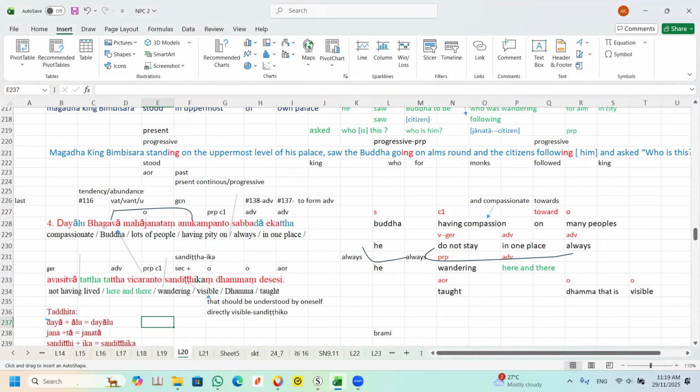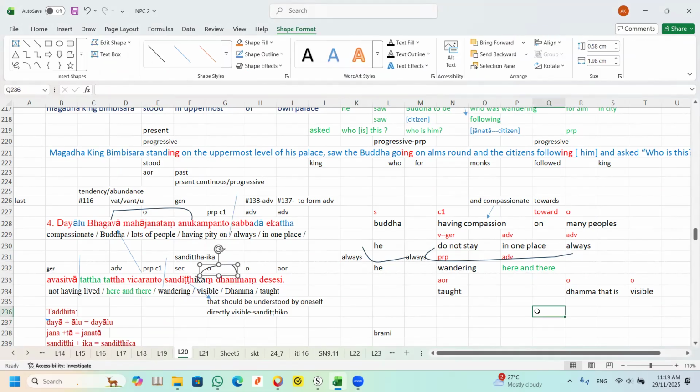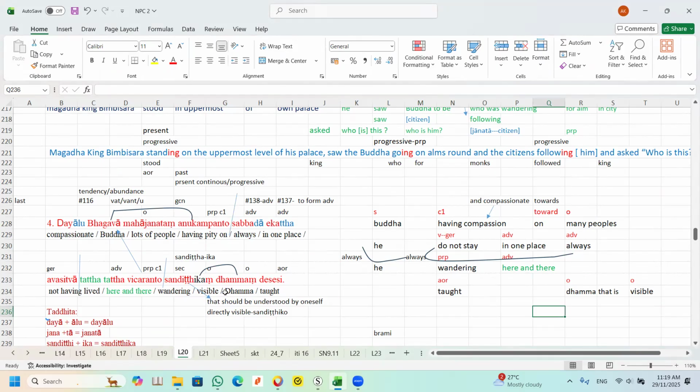Always remember, when you see the same case, that means it's in apposition, or it is a verb. This is describing the object. Now, can you see? It's an adjective, Brother Alfred, describing the object. Yes, correct. Thank you. So you see, he taught the Dhamma.